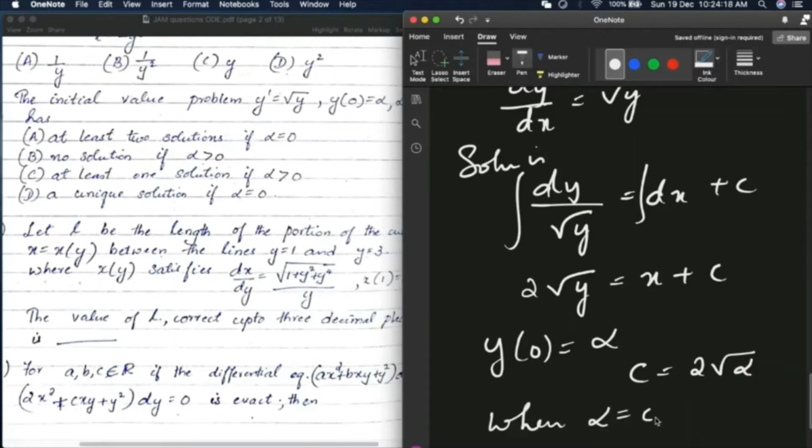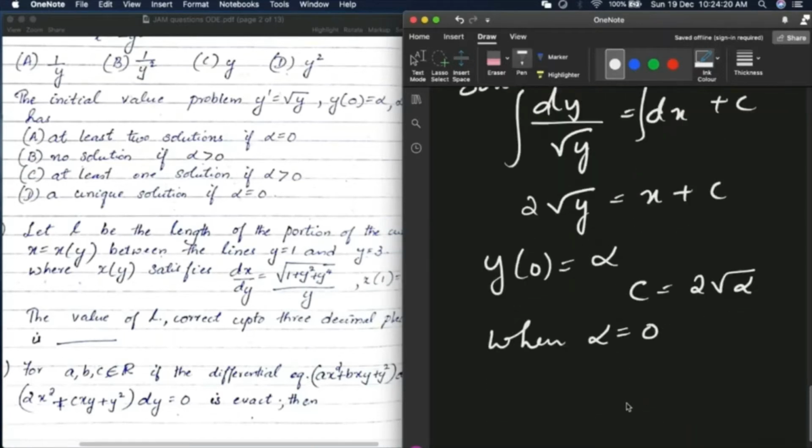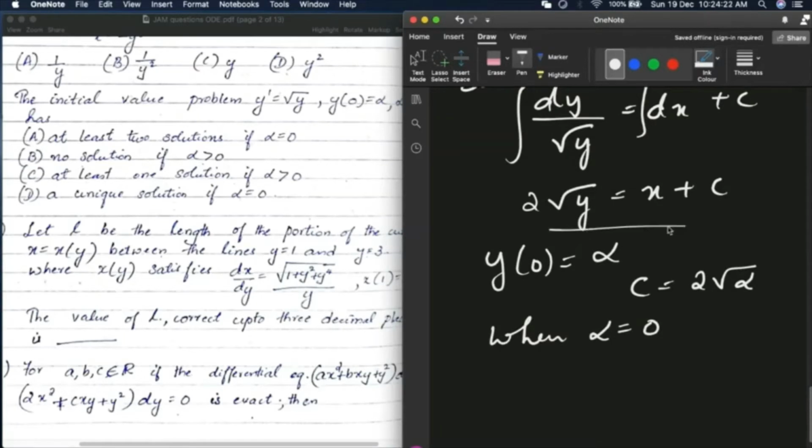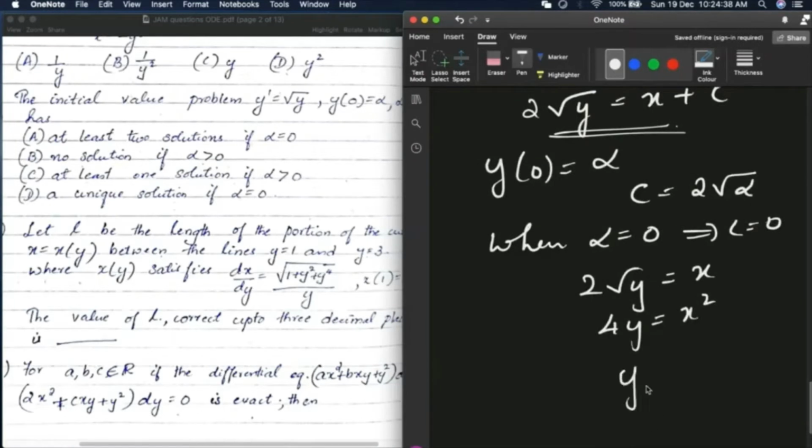So we'll check one by one the conditions. When alpha is equal to 0, what's happening? C will become 0. So you get this as a solution, or 4y is equal to x square. y is equal to x square by 4.